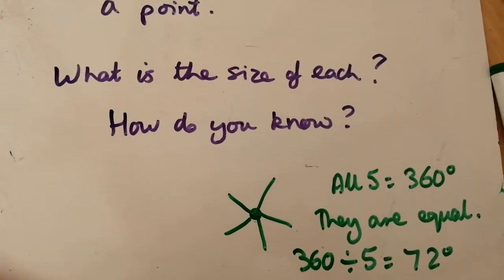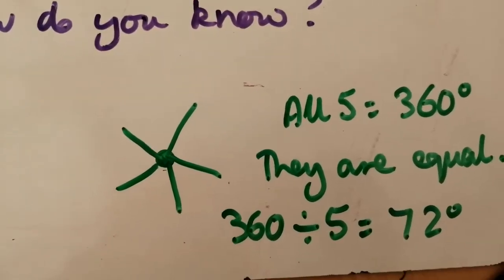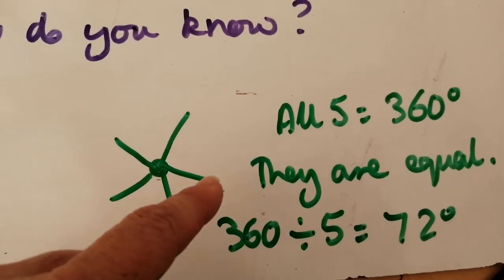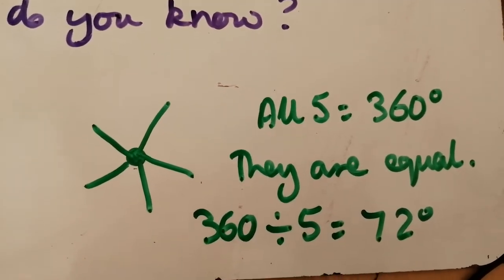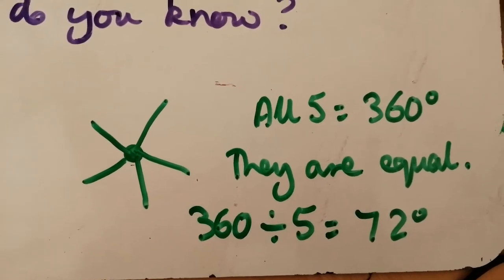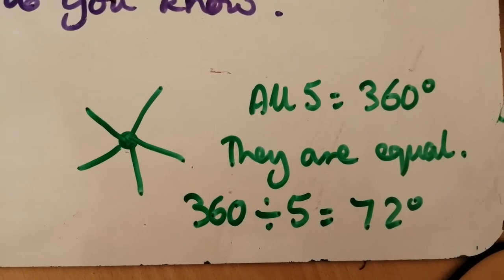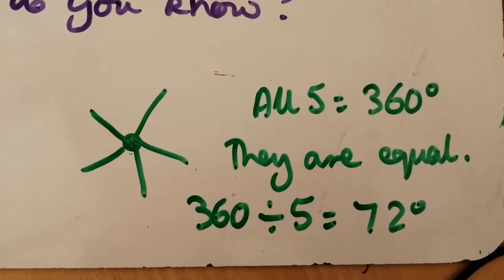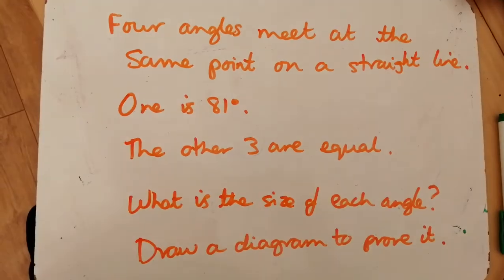So I've drawn myself a tiny little sketch, not to scale or anything, just to demonstrate what we're finding out. And I know that all 5 of these angles are a total of 360 degrees because they're round a point, and I know they're all equal because it said in the question. So I just need to divide 360 by 5, which gives me 72 degrees for each angle, which again would make sense looking at the size of them.